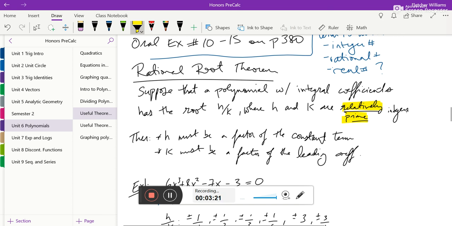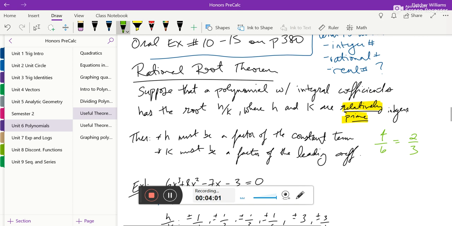So in other words, what are two numbers that have no common prime factor? 2 and 3, 6 and 7, 4 and 13. In other words, if you have the number written as the fraction h over k, it's already in reduced form. So if I had 4 over 6, that would not be relatively prime. They both share a 2 in common. You'd write the reduced fraction 2/3, and then they'd be relatively prime. So that would be a good h over k.